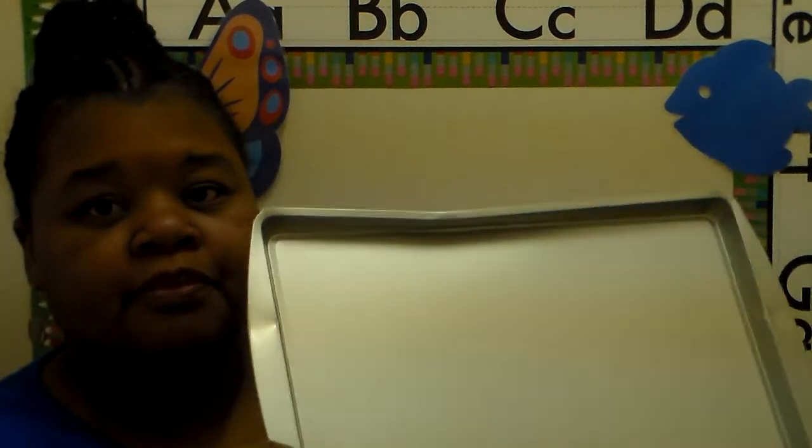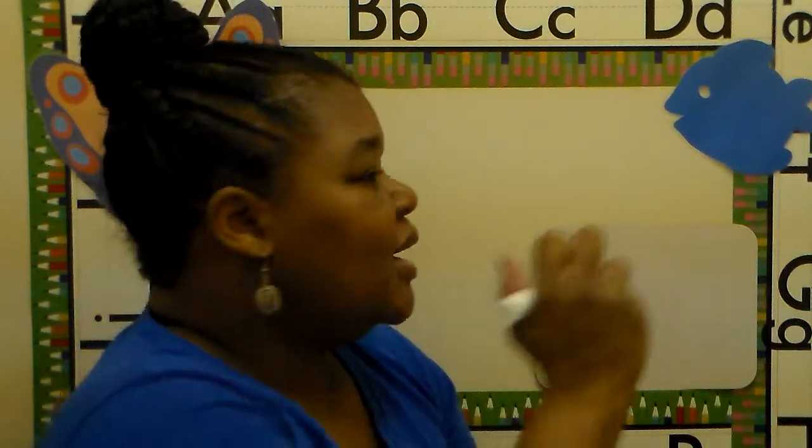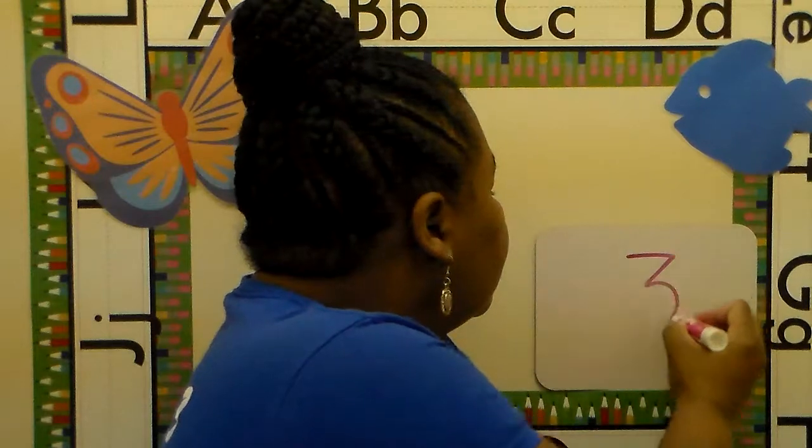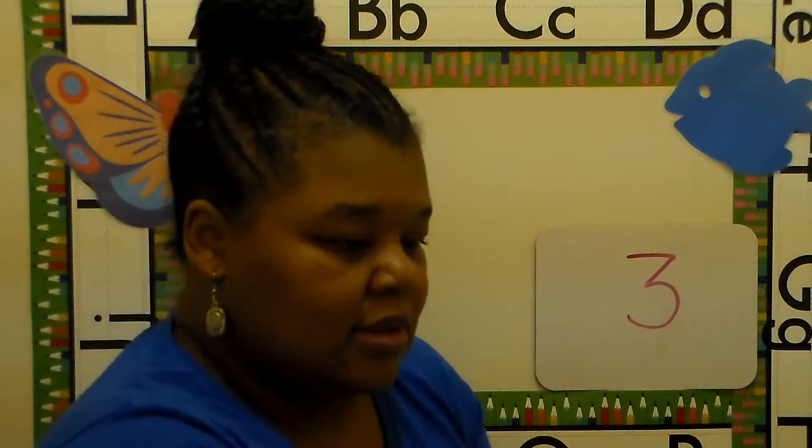die or one dice. All right, so we're gonna get started. I'm gonna roll my dice, count the dots, and then write your answer down. I will give you a second to write it down. And if you said the number 3, you are correct.